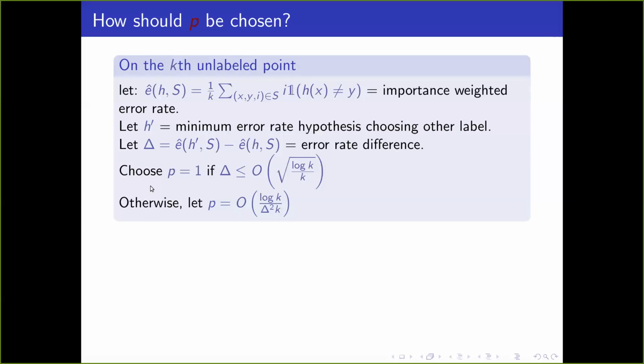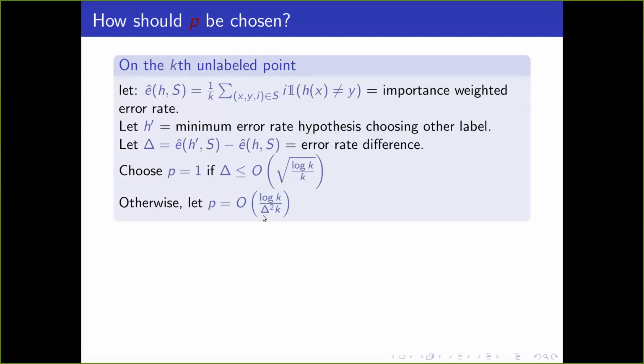Okay, so now if delta is too small, we're going to let p equal 1. So we query with probability 1. And otherwise, we end up querying with a probability which is like square root of log k over delta squared k. So k is the number of samples here. All right, so the exact details are driven by a theorem, but maybe it's important to look at things at a higher level.